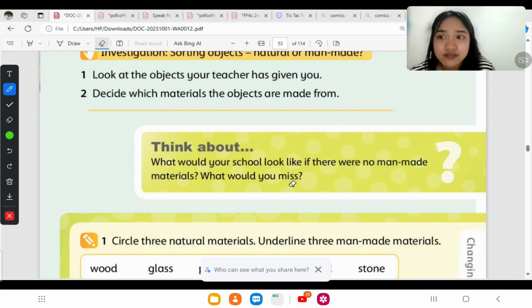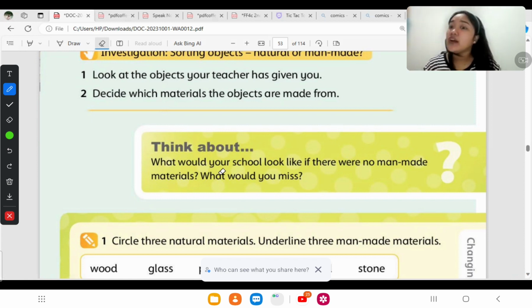This school is made from the metal. Oh, made from the metal? That's right. Some of them are made from the metal.